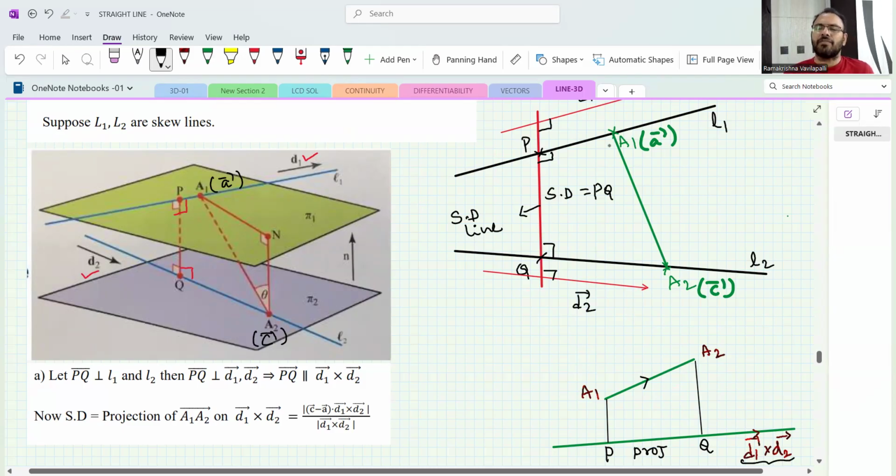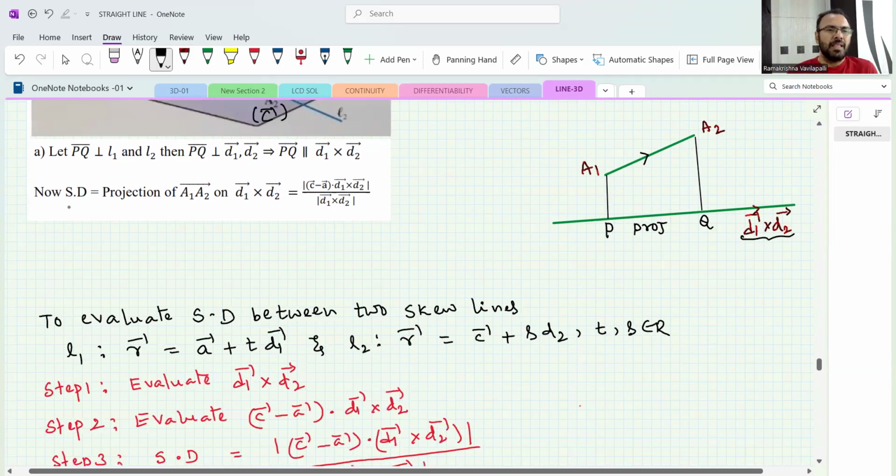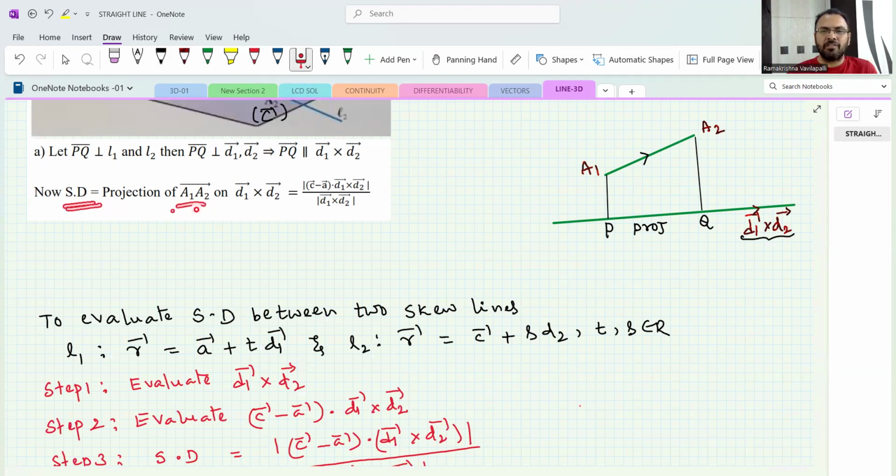the projection of A1A2, where A1 is a point on L1 and A2 is a point on L2, on the vector D1 bar cross D2 bar. The projection of B bar on A bar is B bar dot A bar by mod A bar. So here, the shortest distance is equal to the projection of the A1A2 vector on D1 bar cross D2 bar.